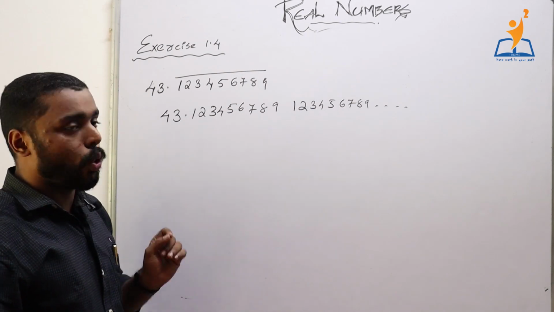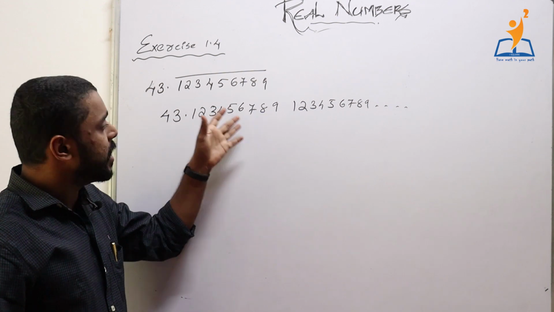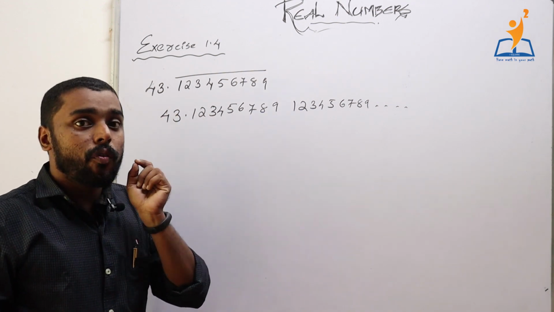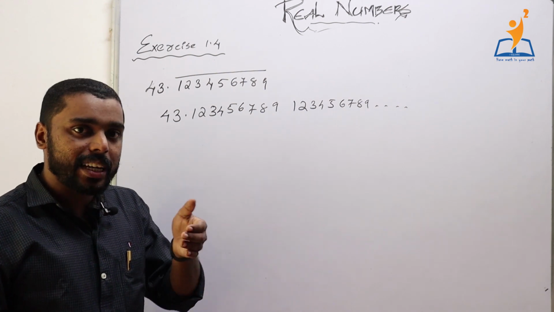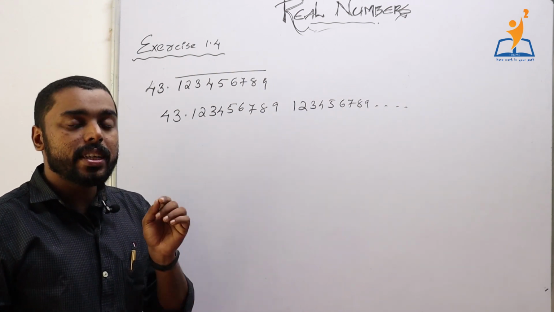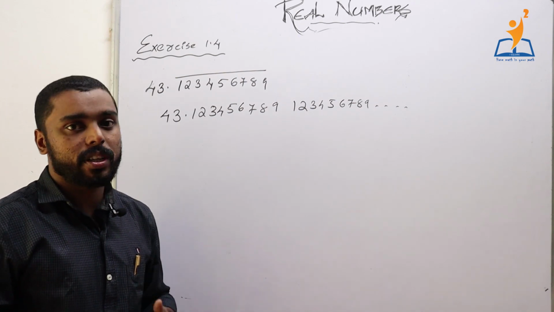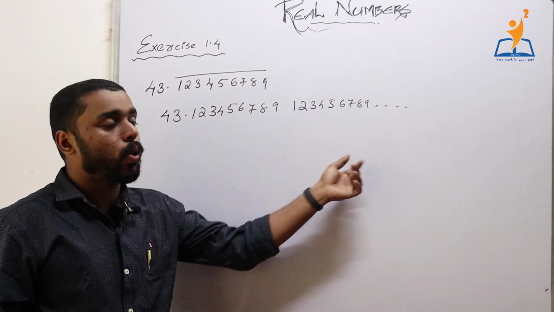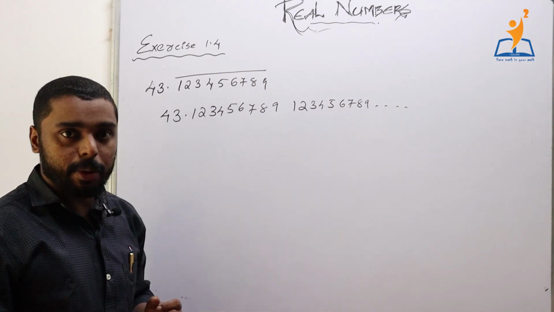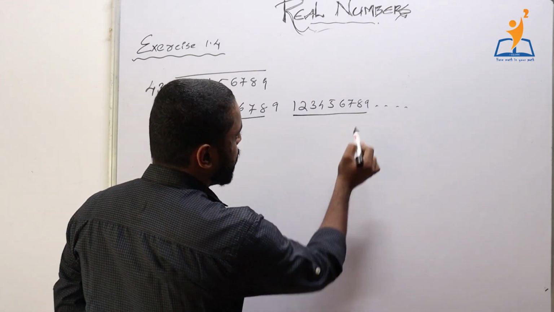Now we have to show that this is a non-terminating decimal expansion, so definitely this is a rational number, and we have to show that the denominator of this rational number, when expressed in the form p by q, is not of the form 2 raised to m into 5 raised to n. We should comment on the denominator of the rational number. Evidently this is a rational number because it has a non-terminating decimal expansion as well as the digits are repeating.